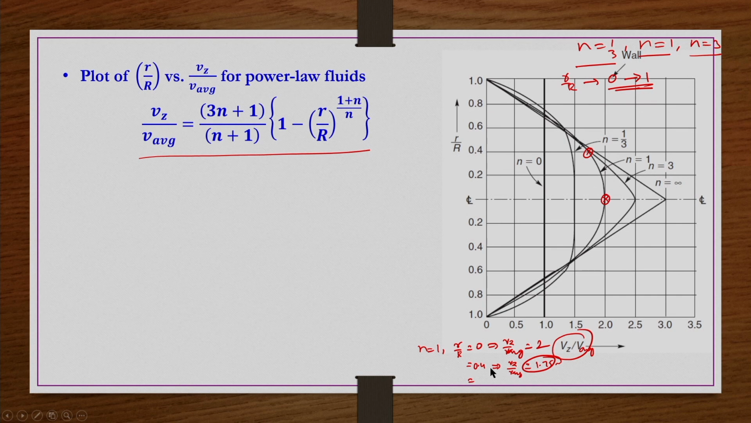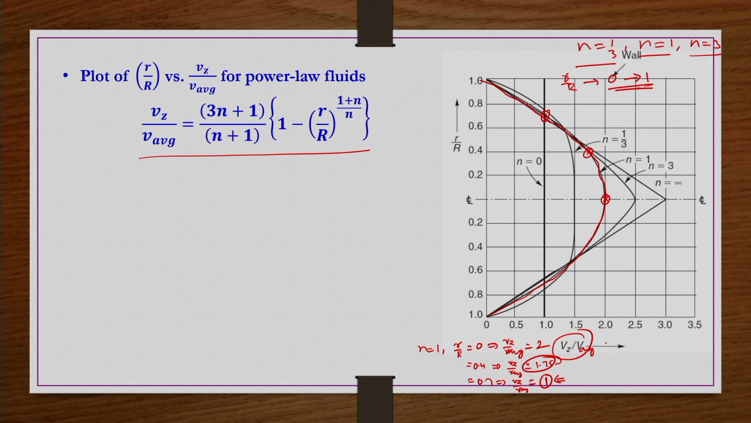Similarly, if you take r by R equals something around 0.7, then Vz by V average you will get approximately a value of 1. So, these are approximate values that I am saying. Then that data point would be here. So, like that you take different data points and you plot. So, then what you find? You find for the Newtonian case you are going to get a parabolic profile like this, right.